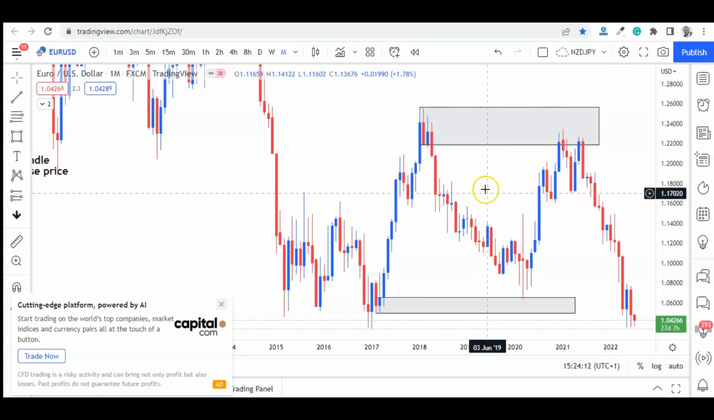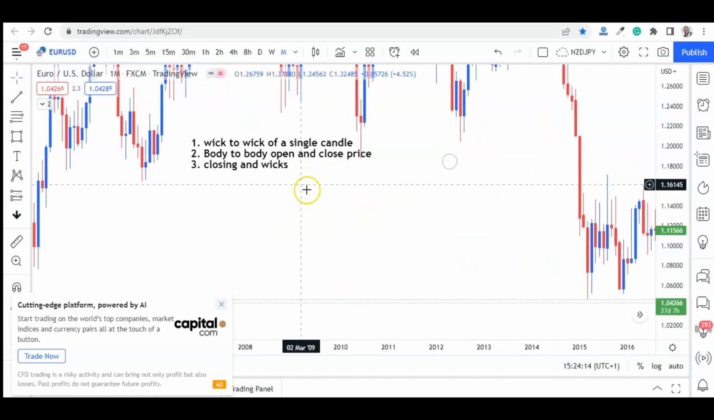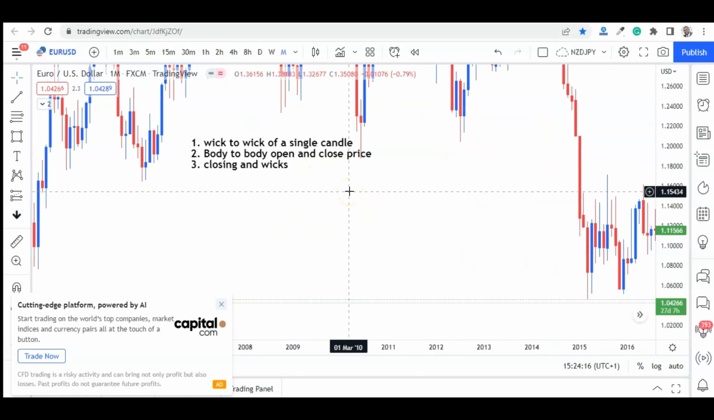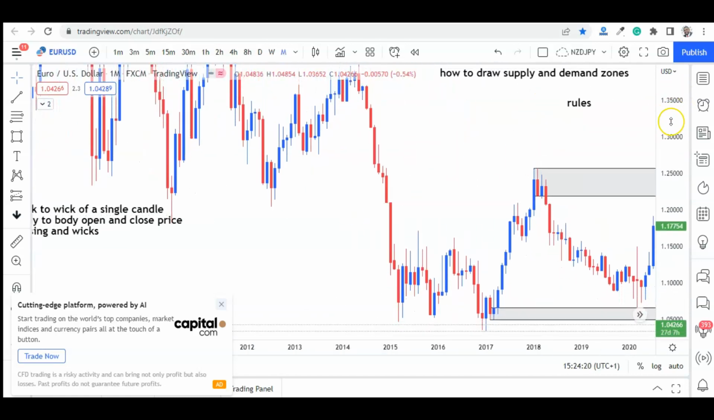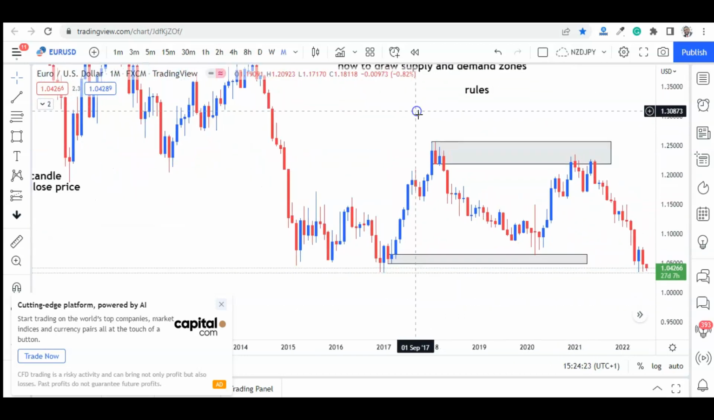Okay, remember, these are simply your rules. This supply and demand zone drawing is subjective. You can argue, it doesn't matter. If it works for you, whatever you use and it works for you, beautiful. I have no problem with that, and that should be part of your rules.